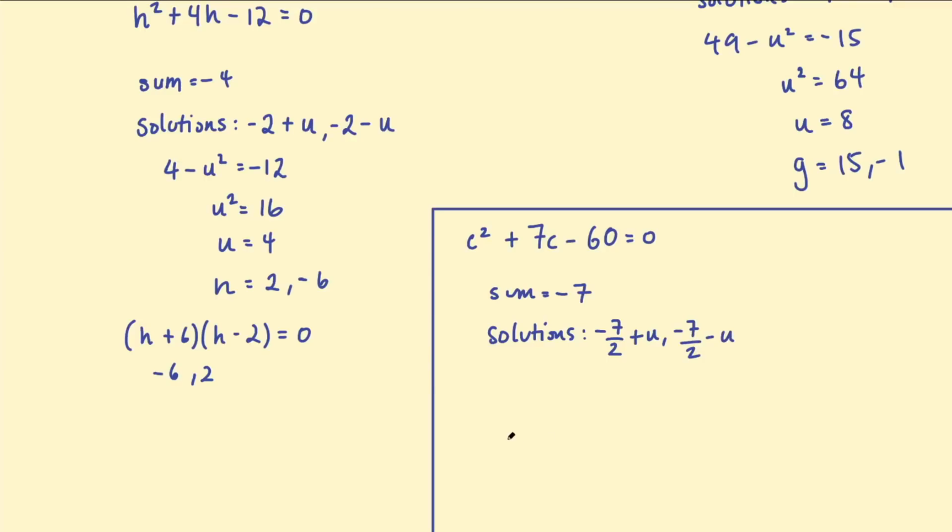Then we want to go ahead and solve for u. So to do this, we multiply these together. So we'll have the square of 7 on 2, which is 49 on 4, take u squared equals -60. Then u squared will be 49 on 4 plus 60. So let's just write that out.